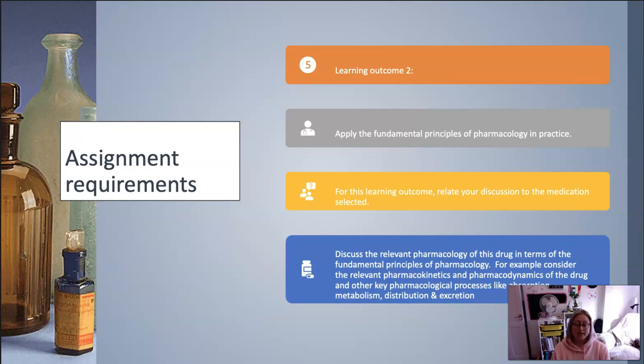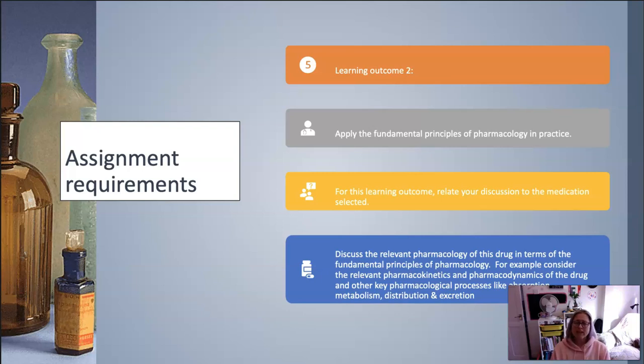And then how is this medication excreted? Any waste products that are created, or the actual products of the metabolism of the medication, how is that excreted? Is it excreted through the renal system? Is it secreted by the liver? How is it actually got rid of by the body?